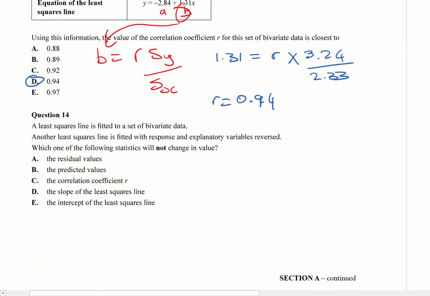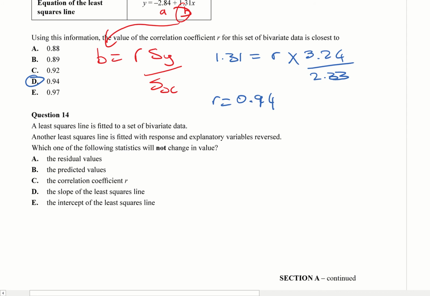Now, the least squares line is fitted to a set of bivariate data. So we're on question 14 now. Another least squares line is fitted with these two variables reversed. Which one of the following stats will not change? Now, residuals are going to change because, remember, that's where it's looking at your predicted and actual values. So that's going to change. The predicted values will change.